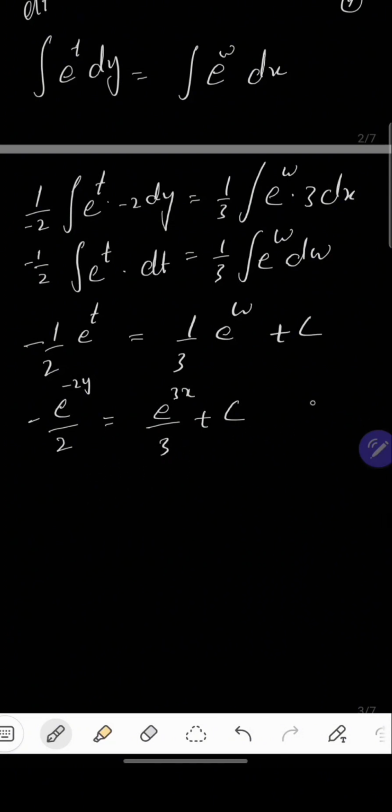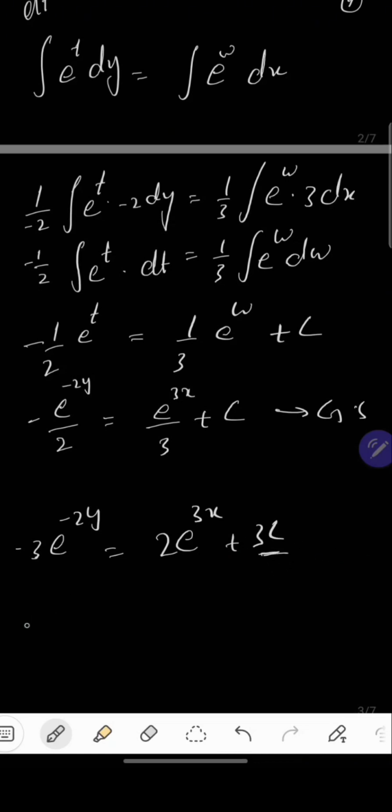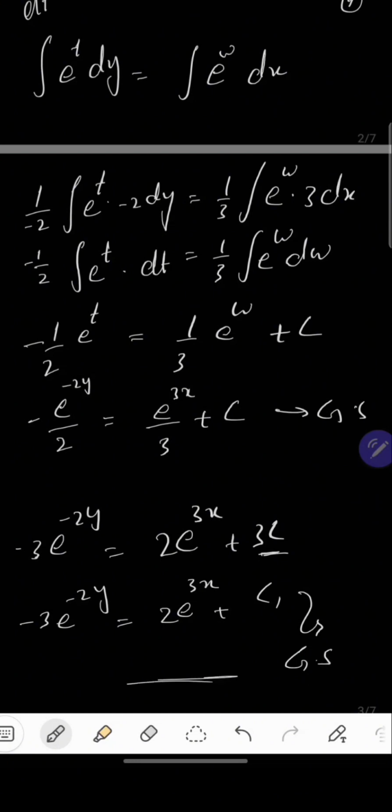Now this is not required. This is also a general solution, but we will just rearrange this equation. We will get here minus 3 e to the power minus 2y, and here we will get 2 e to the power 3x plus 3c. Now the 3c will give us again another constant, so let's call it c1, and this is now the required general solution in arranged form.